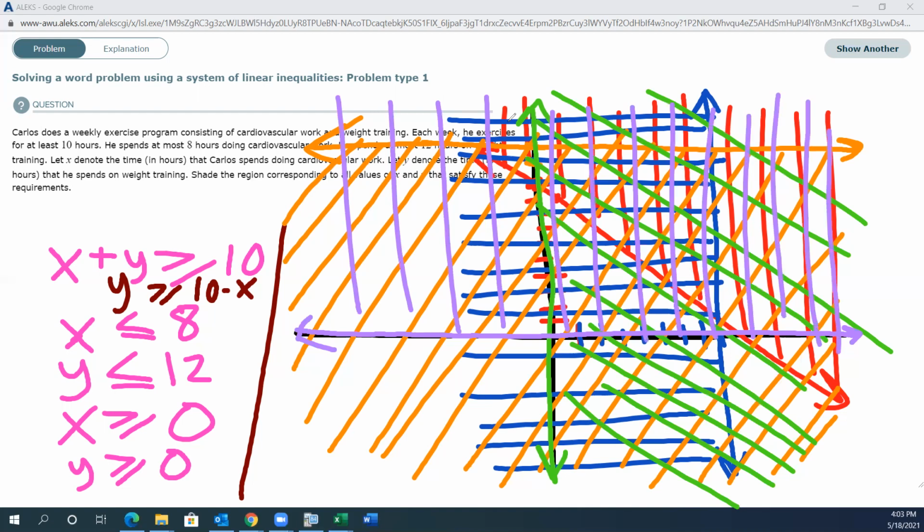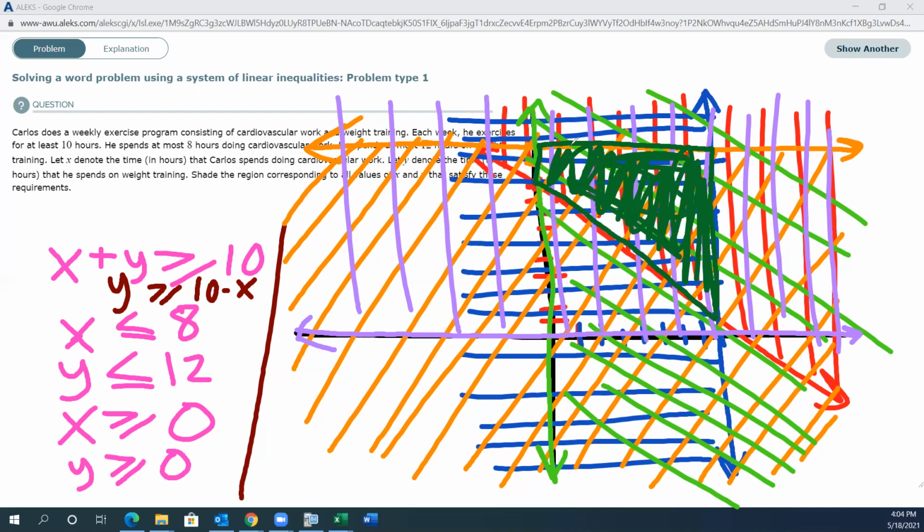Okay, a little bit tricky, but the region where everything is going to be, I'm picking a new color. Okay, it's going to be this region here. All right. That's the region. That's where everything is shaded in.